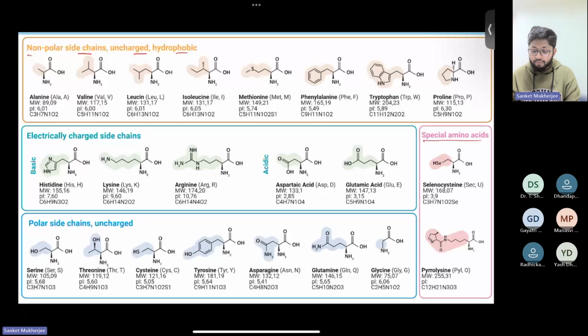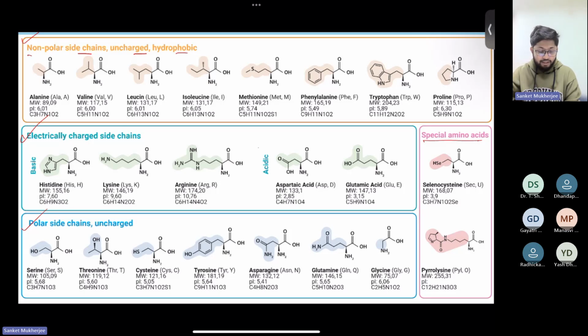Special amino acids are modified amino acids like selenocysteine and pyrrolysine. These are present in very rare forms. They are not usually very common amino acids, but these 20 are usually the amino acids that form all the kinds of proteins that we have in our body.